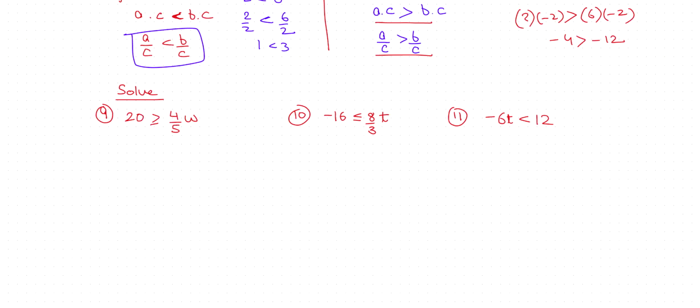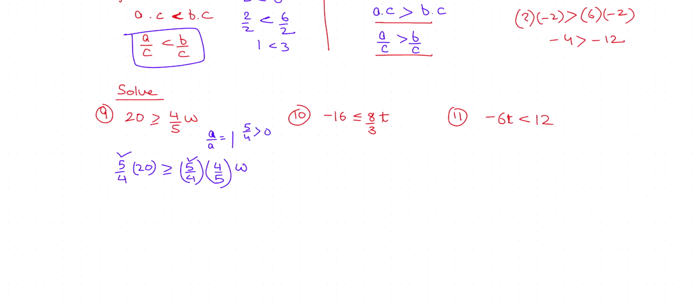So this is 20 is greater than or equal to 4 by 5 W. Basically we'll multiply by 5 by 4 because we know A by A is equal to 1. We just want W on the left side, everything else in terms of W. So let's do it. Here we multiply by 5 by 4 on both sides. 5 by 4 is greater than 0, so the sign remains as it is.